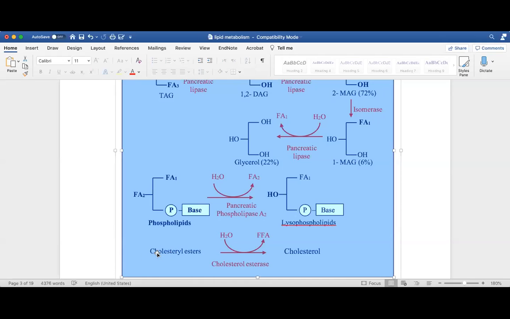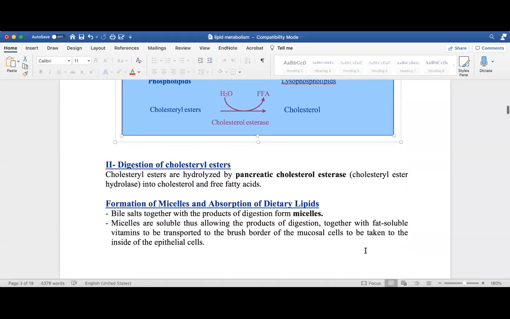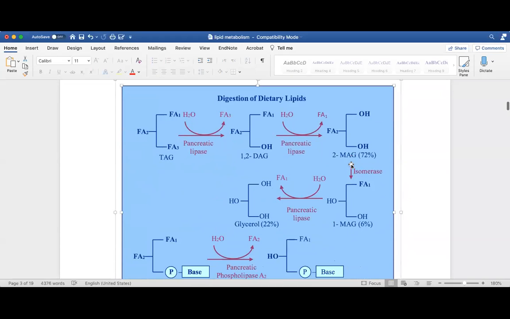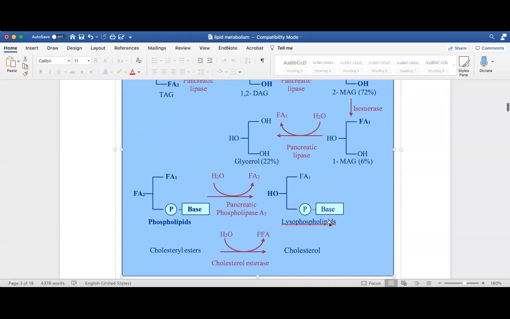Another thing we get from our diet is cholesterol ester. What is cholesterol ester? Cholesterol esterified with a fatty acid. We have a third enzyme from the pancreas called cholesterol esterase, which separates the fatty acid from cholesterol ester, and then we get free cholesterol. After complete digestion of lipids, all lipids are converted into glycerol, monoacylglycerol at position number 2, monoacylglycerol at position number 1, lysophospholipid, and cholesterol. These are the products of digestion.